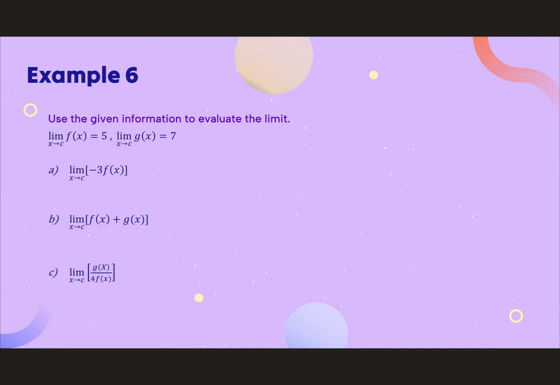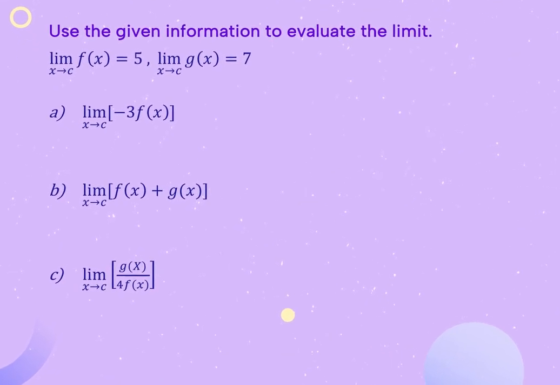All right, given this information, evaluate the limit. So f of x is 5 and g of x is 7 as x approaches c. So A says -3 f of x. What would that answer be? -3 times 5, which is negative 15.